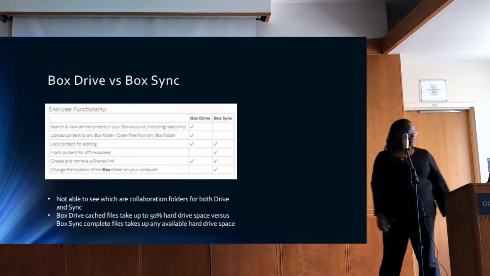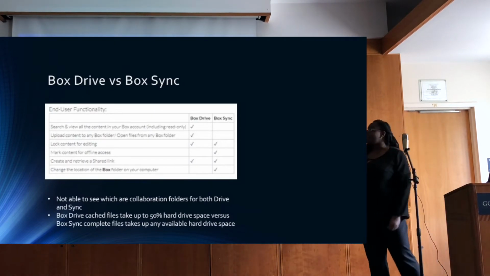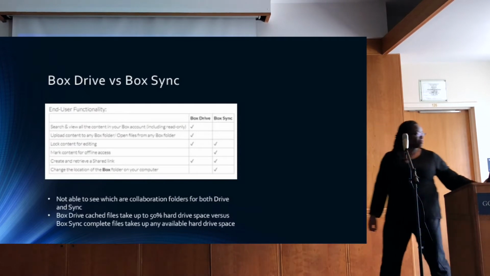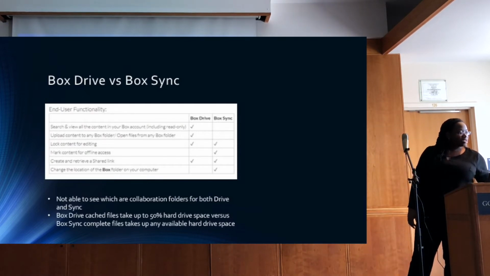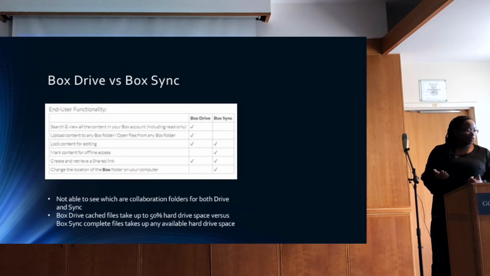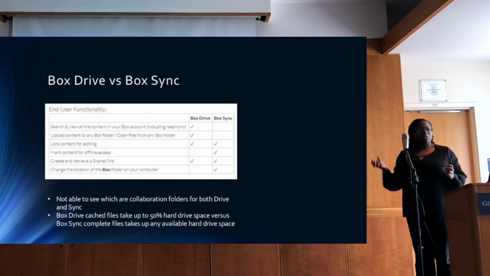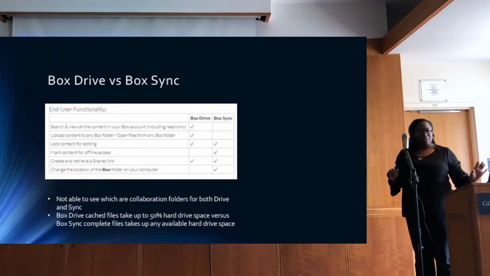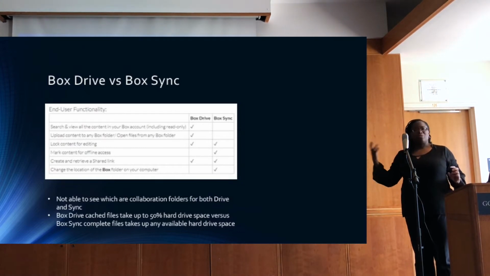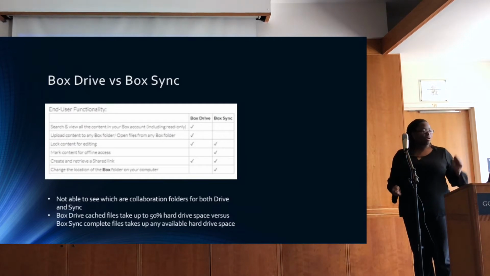Okay, so Box Drive versus Box Sync. So here are the comparisons. You'll see that you can search and view all the content in your Box account folder in Box Drive. Now you can do the same thing in Box Sync, but with Box Sync, you can only view and search the files that you've selected to make available on your computer. Whereas with Box Drive, you can search and view everything that you've stored in Box, even those that have been shared with you for collaboration, those that you share with others. You can access them all on your computer.